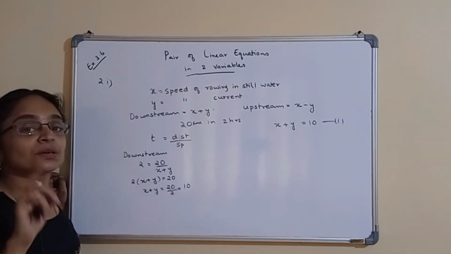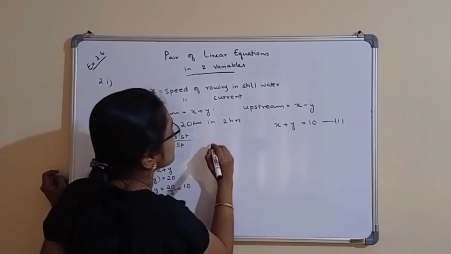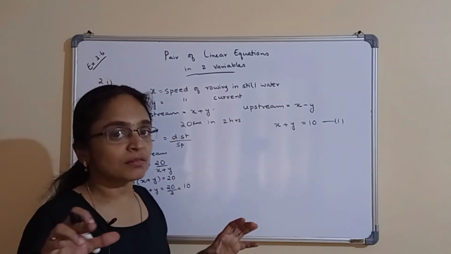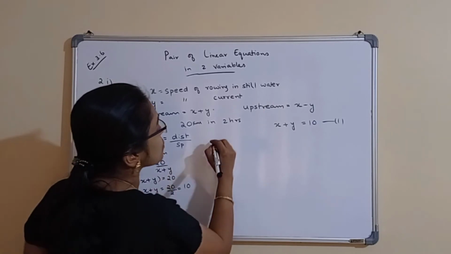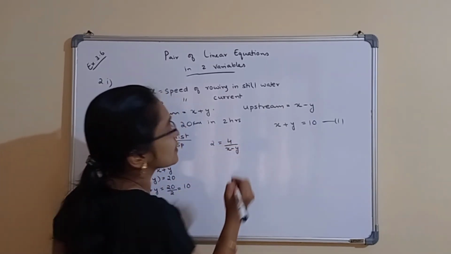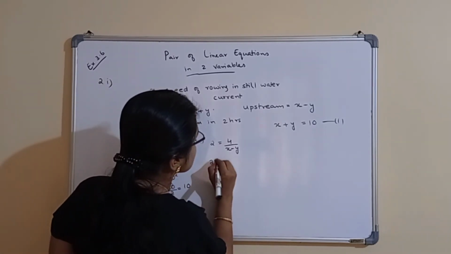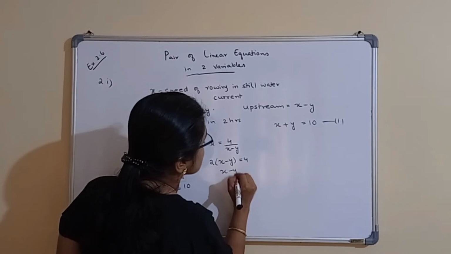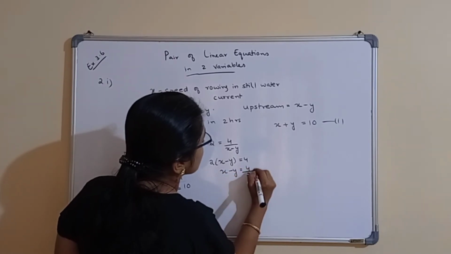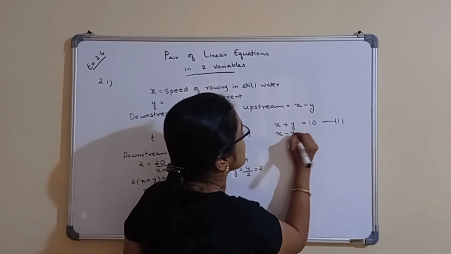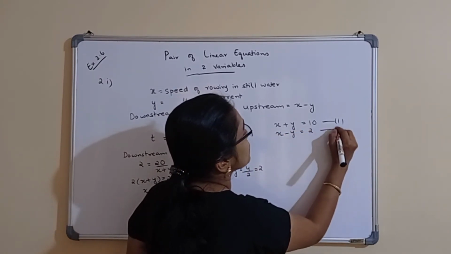Now, when she goes upstream, her speed will be x minus y, right? So, she'll take 2 hours to go 4 kilometers. So we have 2 equal to 4 by (x minus y), which means 2 into (x minus y) is equal to 4. So x minus y is equal to 4 by 2, which is equal to 2. So x minus y is equal to 2 is the second equation.